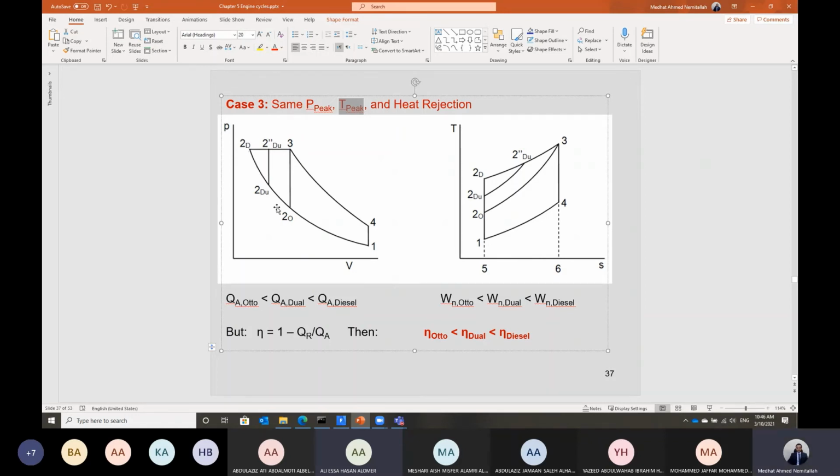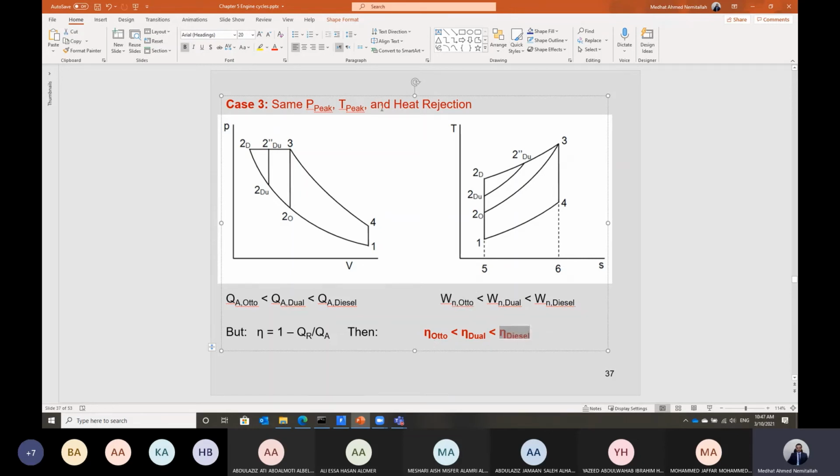Diesel. So in this case, guys, if you look at this cycle, the area contained by the cycle on the PV diagram represents the net work. In the case of the Otto cycle, which is 1, 2, 3, 4, this is the minimum work out. To get the same peak pressure, same maximum pressure at point 3, same maximum temperature, and same heat rejection, the diesel cycle will be able to develop higher net work out, and in this case, the efficiency of the diesel cycle will be the maximum.